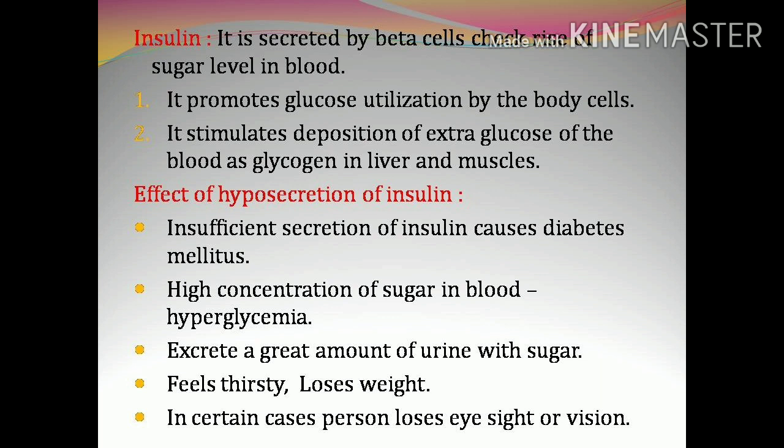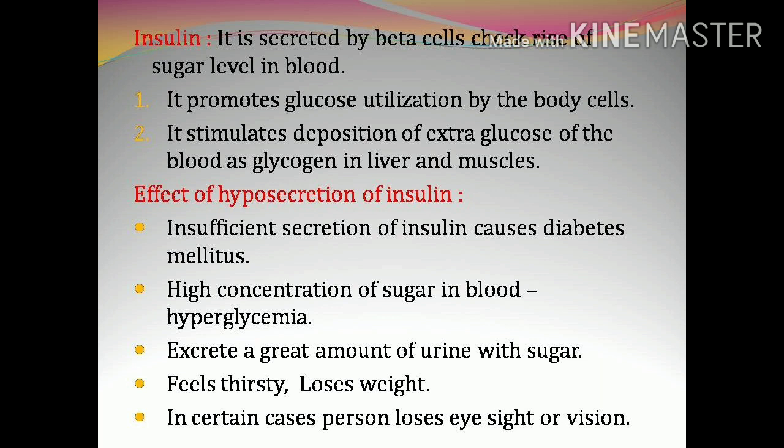Next, the effect of hyposecretion of insulin. Hypo means less secretion of insulin. So what changes take place in our body? Insufficient secretion of insulin results in diabetes, that is called diabetes mellitus or hyperglycemia.